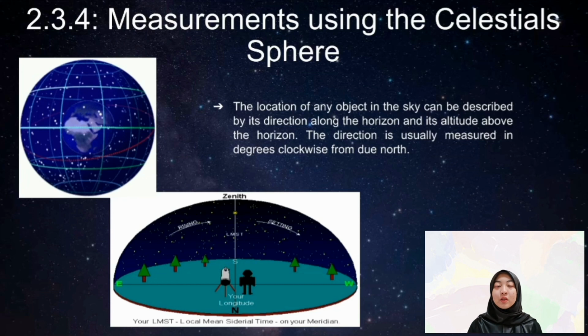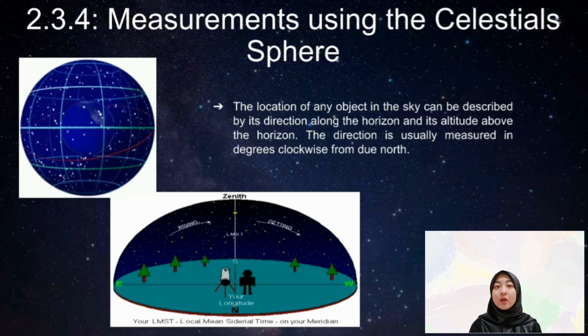Next is measurements using the celestial sphere. The celestial sphere is a useful tool for describing the locations of objects in the night sky. However, when you go outside, you can see only one half of the celestial sphere from any particular location, the other half being blocked by the ground from view.